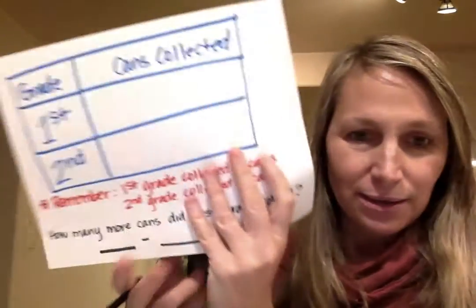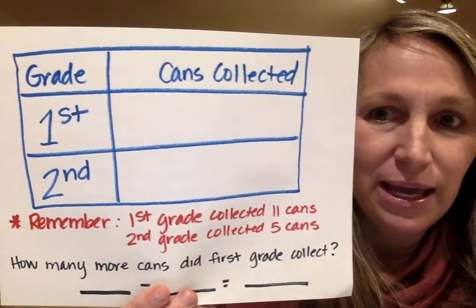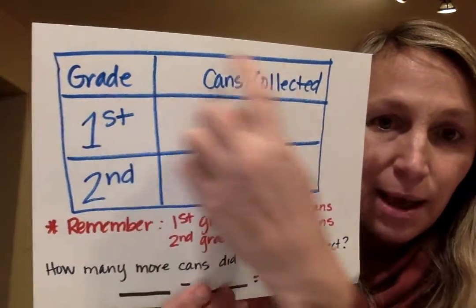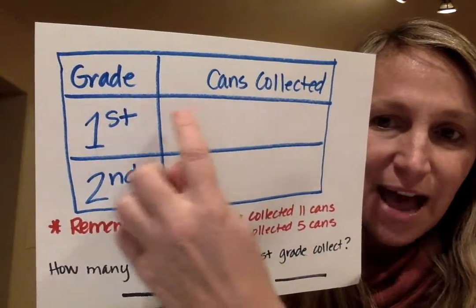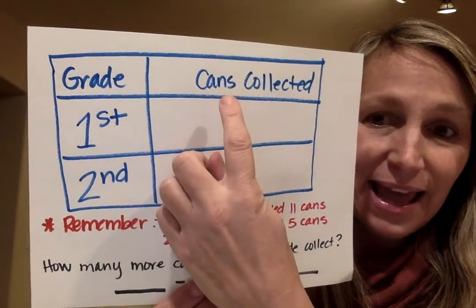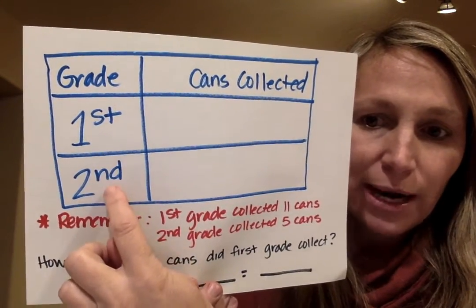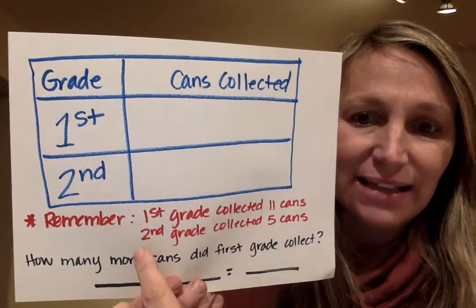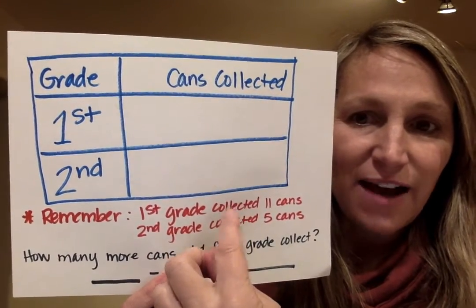So Miss Lehmann drew a table here. So you can see that I labeled my table. I made a large rectangle, divided it. I labeled it grade and cans collected. So first grade and second grade. We need to remember first grade collected 11 cans and second grade collected 5 cans.